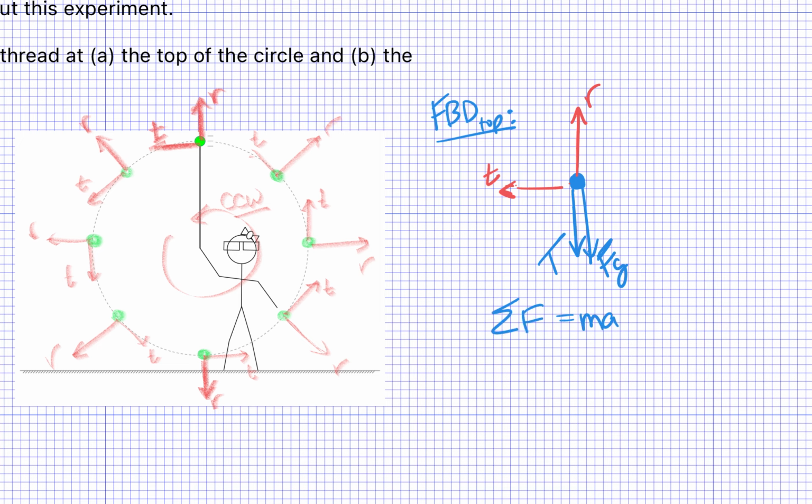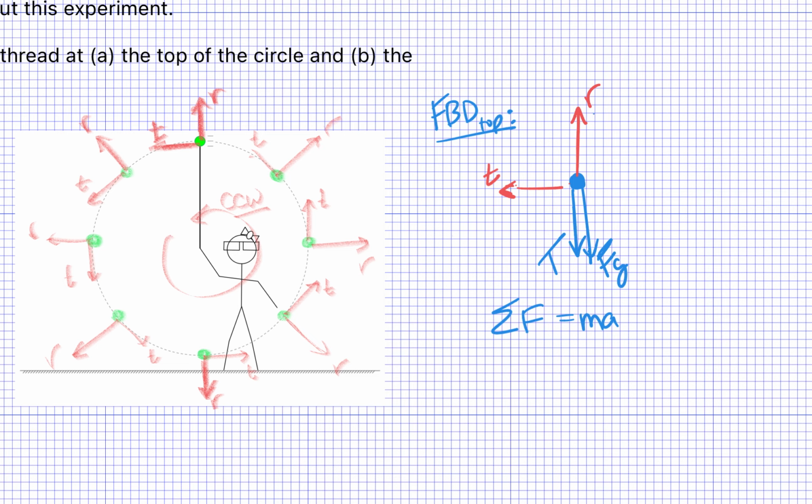Now, normally we would do the x direction or the y direction, but in this case, there's no x or y direction. There's the r direction and the t direction. And I think you'll notice that there's nothing going on in the t direction. So we will sum the forces in the r direction. Okay, so let's see. What do we have in the r direction?